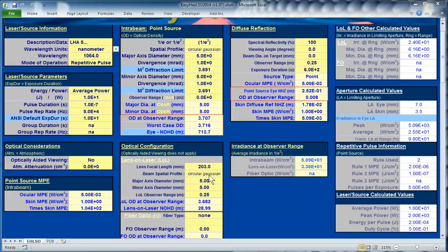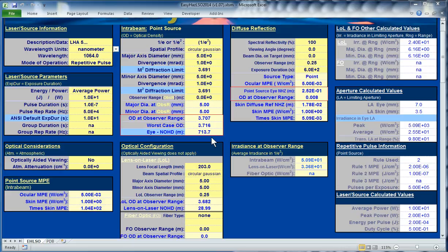We're not given the input beam diameter information, and if you're not, just assume the beam diameter that you're using for the intrabeam. So we put 5 millimeters in. A quarter of a meter is sort of a standard default for an observer range, and for this we find out for a given focal length lens of 203 millimeters, we have an OD at an observer range of a quarter of a meter away of 3.6 and about a 29 meter NOHD.